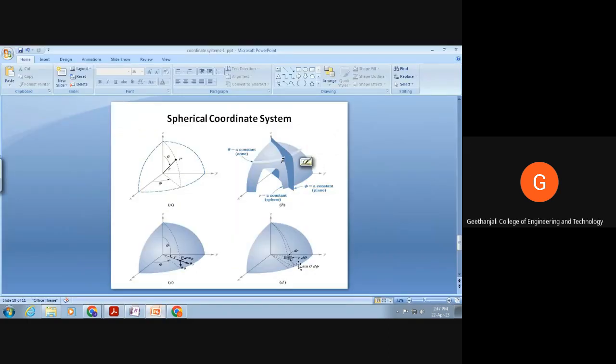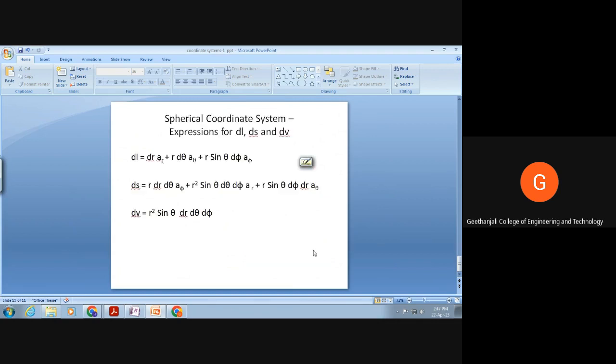Like here, one side is dr, one side is r d theta, that is the curved surface. r sin theta d phi, that is also a curved surface. Nevertheless, the dimensions are important. A wedge-shaped rectangular box with sides dr, r d theta and r sin theta d phi. So, what are the expressions for dl, ds, dv? dl is equal to dr a_r plus r d theta a_theta plus r sin theta d phi a_phi.